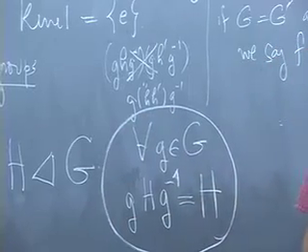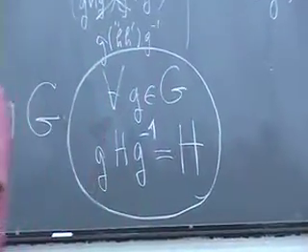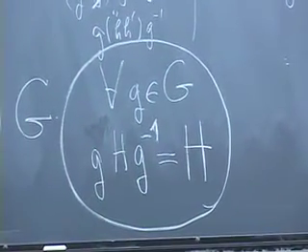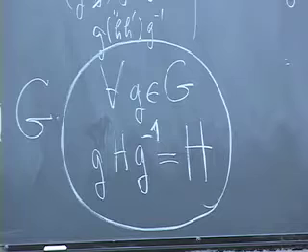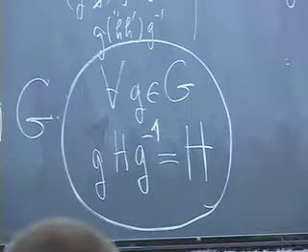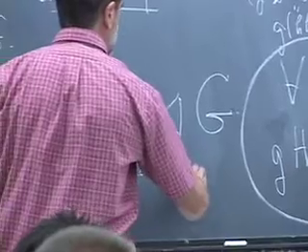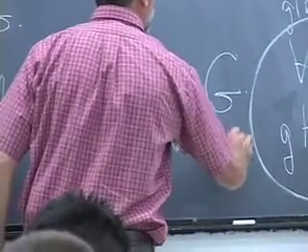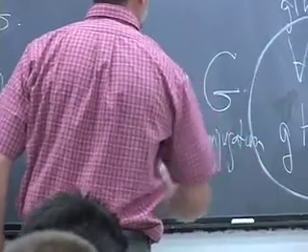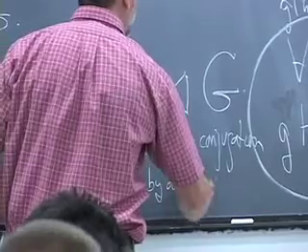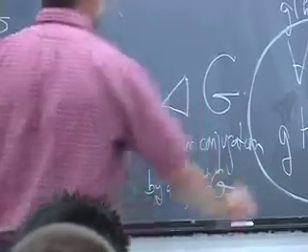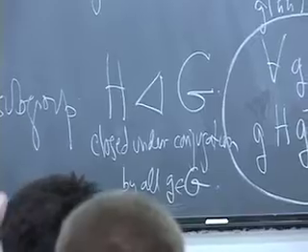So we might say, if we call multiplication on the right by g and on the left by g inverse conjugation, because that's what it is, then we might say the normal subgroups are closed under conjugation, by all elements g in G. It's clear it's closed under conjugation by elements in H.